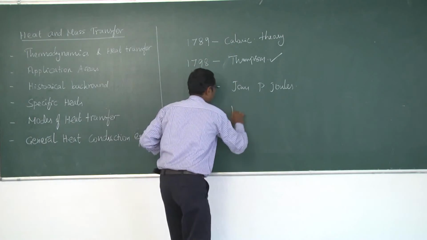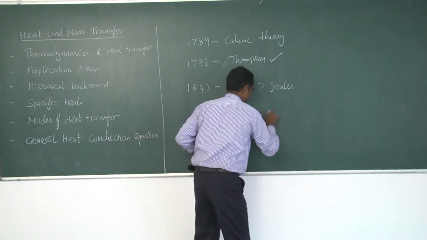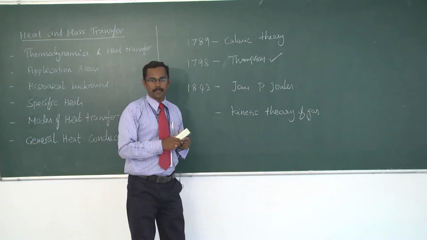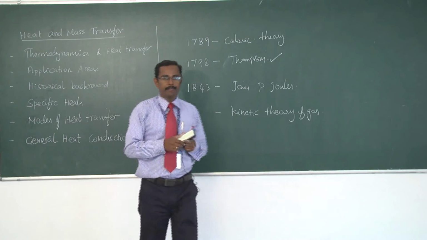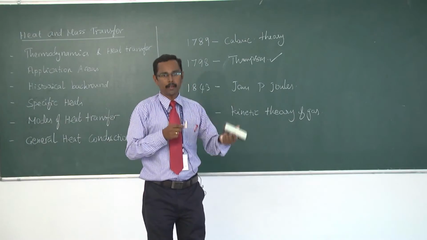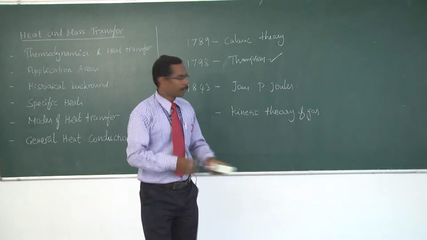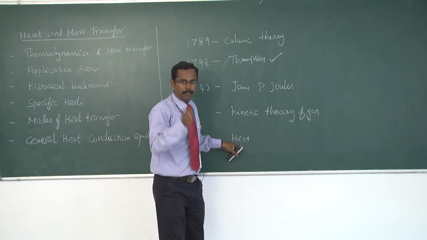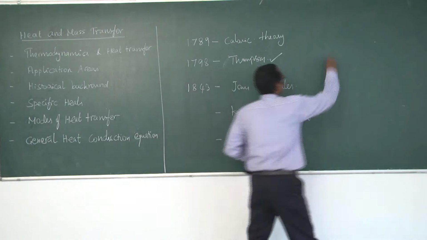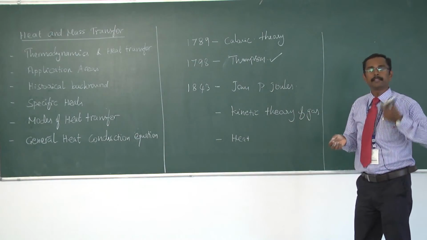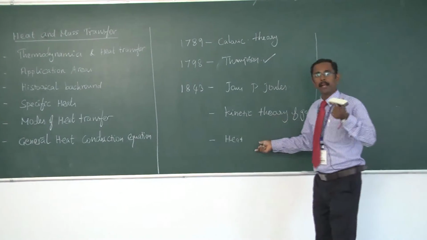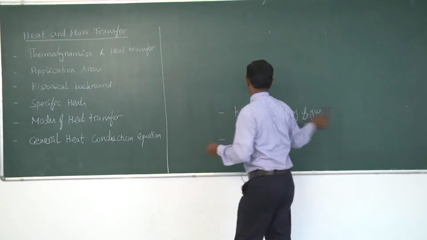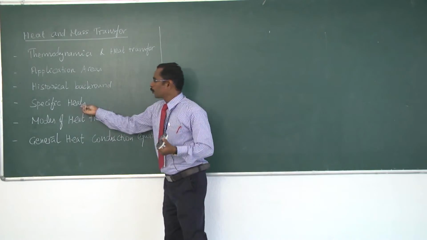Finally, the kinetic theory of gases was introduced, in which molecules are tiny balls in random motion, possessing kinetic energy. So finally, heat may be defined as the energy associated with the molecules or atoms which are in random motion. Heat is the energy of random motion, the molecules having kinetic energy. And now we will move to the specific heats.